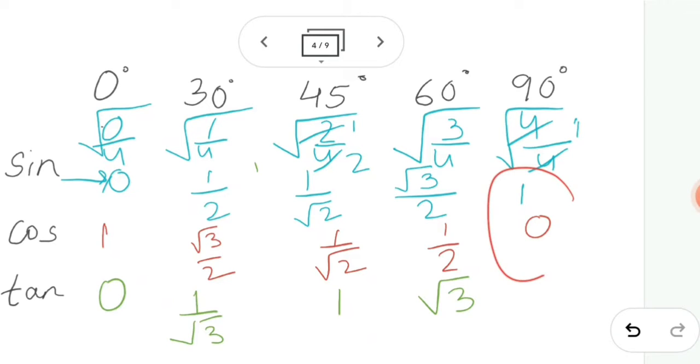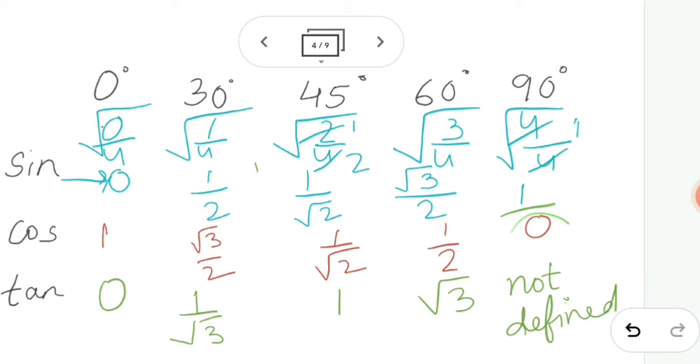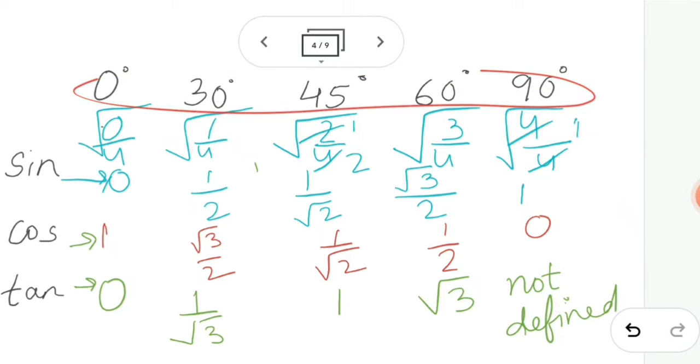Last is 1 divided by 0. You know, division by 0 is not defined. We cannot divide anything by 0. So this answer will be not defined. Whenever 0 is coming in the denominator like this, then we will always write not defined, because we cannot divide any number by 0. So this is how we got values of trigonometric ratios sine, cos, tan at these various angles.